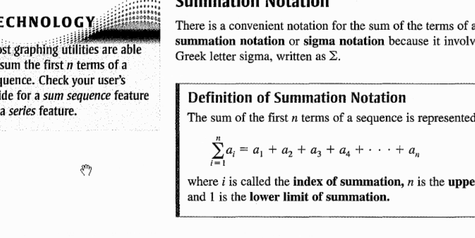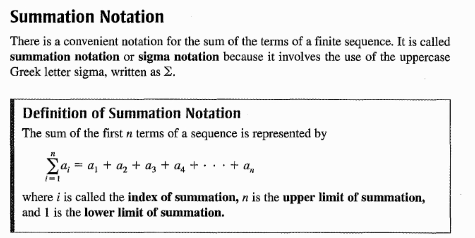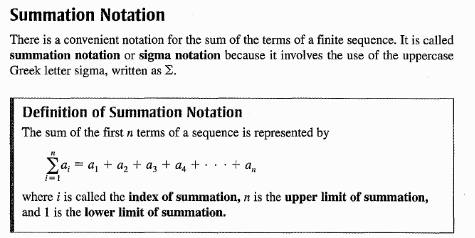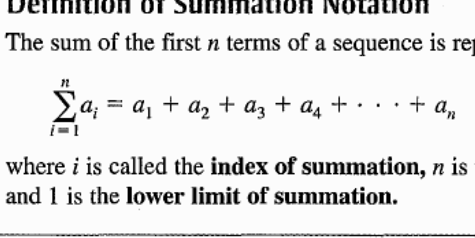Summation notation. This is going to be used quite a bit in calculus. There's a convenient notation for the sum of the terms of a finite sequence, a sequence that terminates. It's called summation notation, or sigma notation, because it involves the use of the uppercase Greek letter sigma. Definition of summation notation. The sum of the first n terms of a sequence is represented by the following.